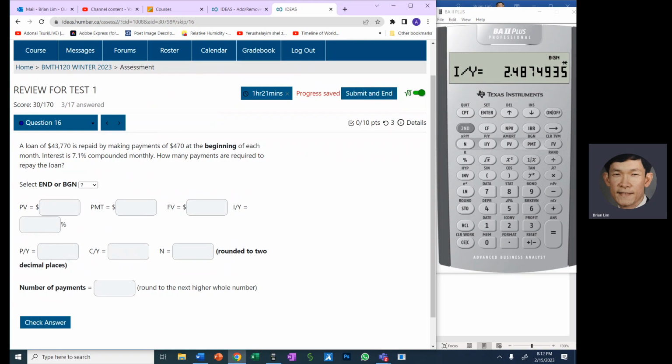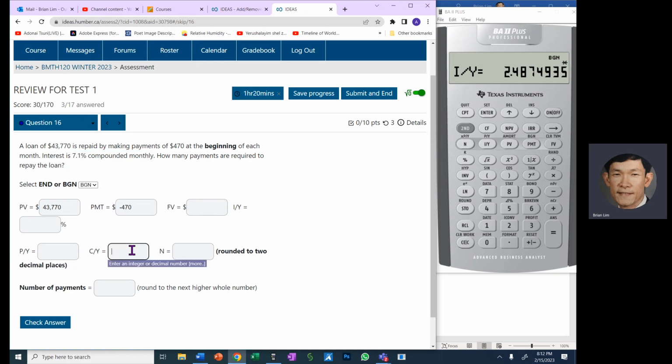All right, so now we have a loan of $43,770, and that would be a present value. There, it's repaid by making payments of $470. Now we are making payments, so we would normally put it in as negative, right? And it's at the beginning of each month. So let's go and select begin. Interest is 7.1% compounded monthly.